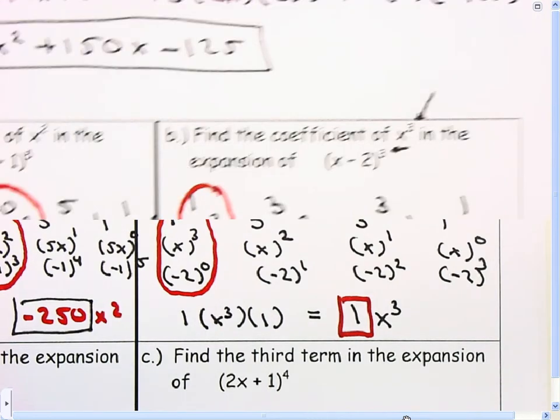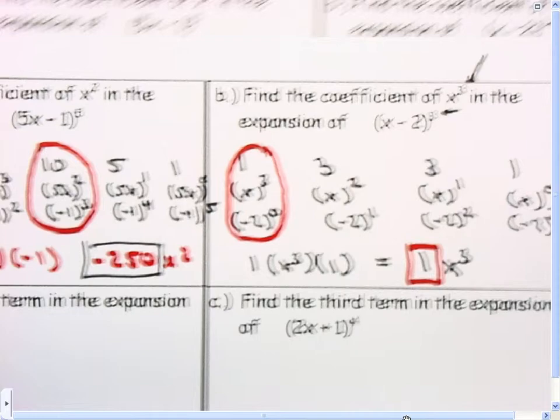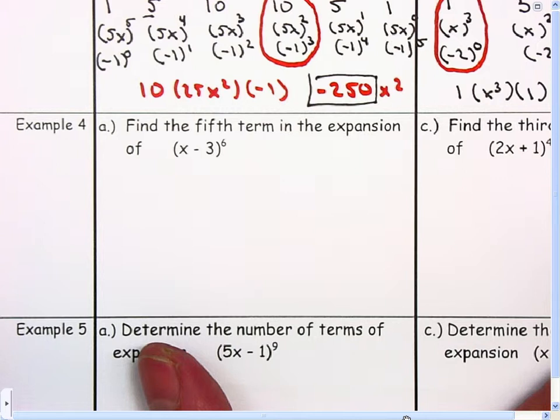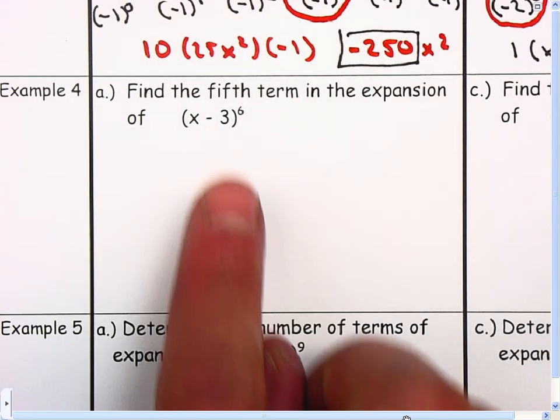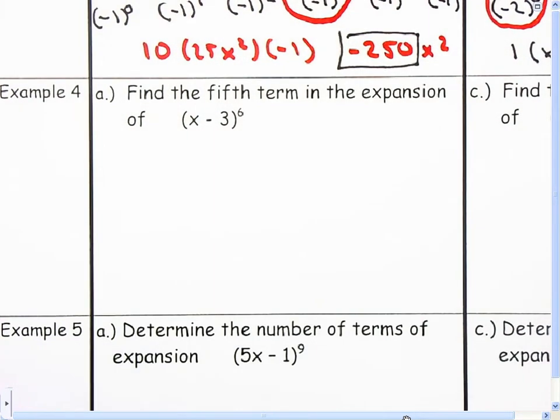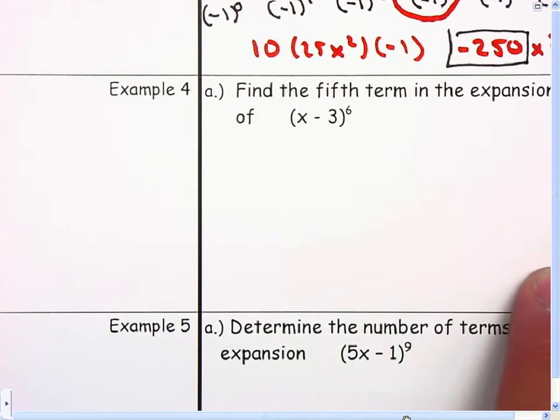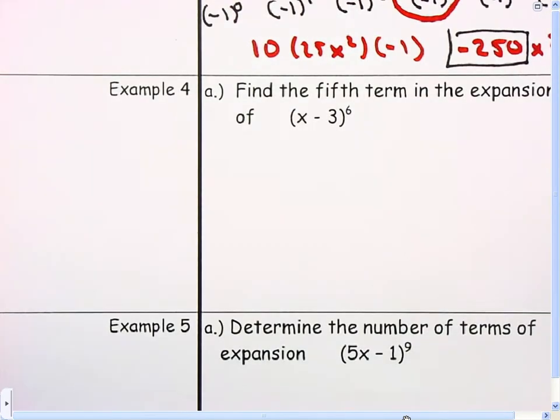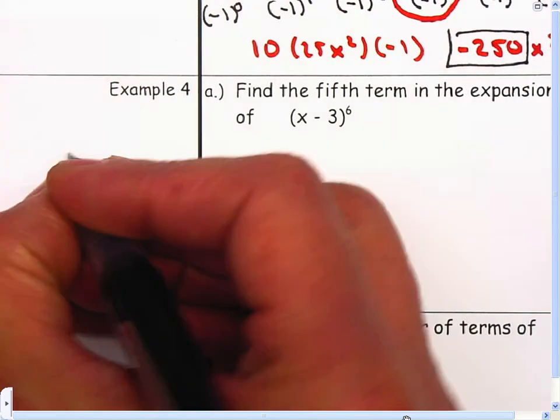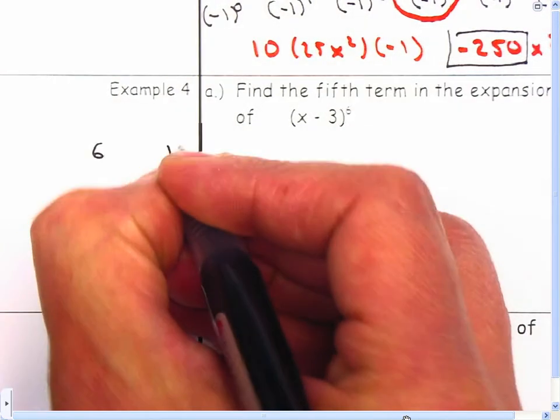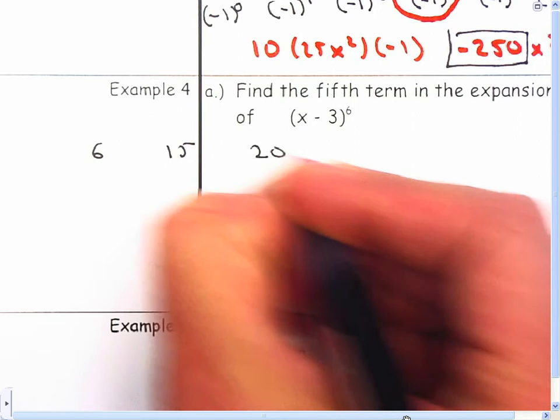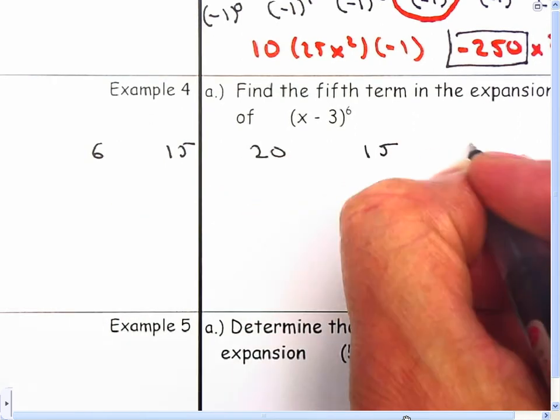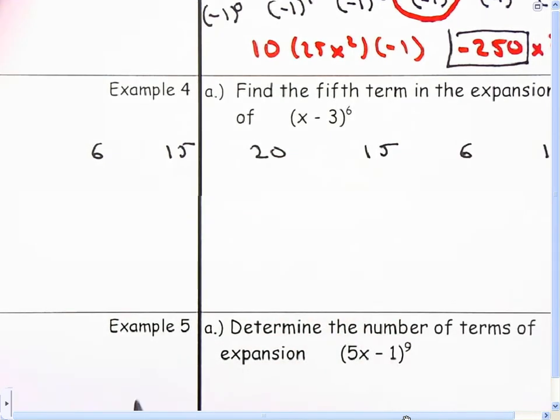Example number 4 is very similar. I'm looking for the fifth term of the following expansion. Notice that its exponent is 6. So I'm actually going to utilize all of this space that I have here. And I'm going to write down from the back side the sixth row. So I have 1, 6, 15, 20, 15, 6, and 1.